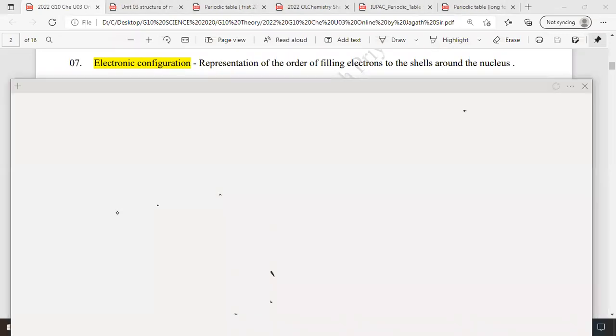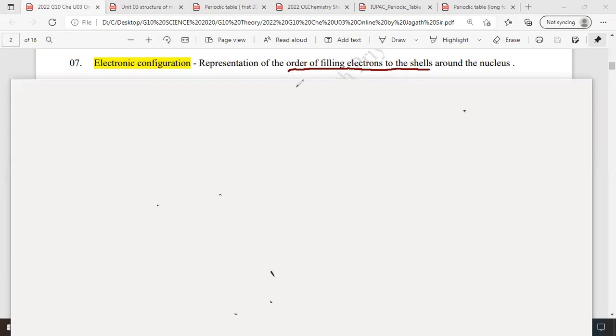Okay, now if you take the order of filling electrons, so this is the order, underline here: order of filling electrons to the shells, the energy levels. For example, if you take a hydrogen atom, atomic number 1, it has 1 electron. So how to write this 1 electron? The configuration is 1. If you take helium, atomic number is 2, which means there are 2 electrons, so then the configuration is what?